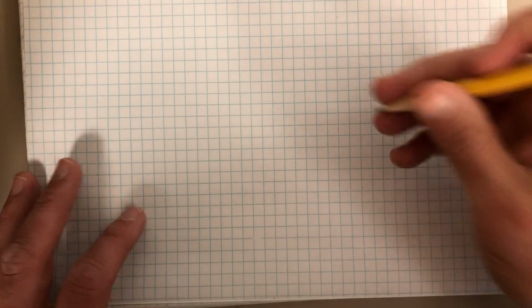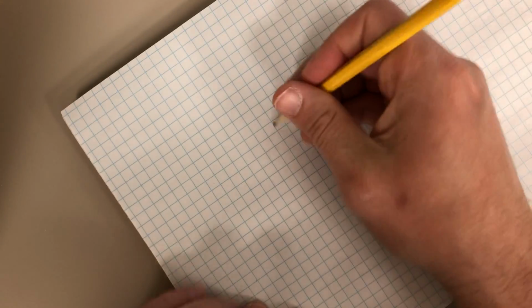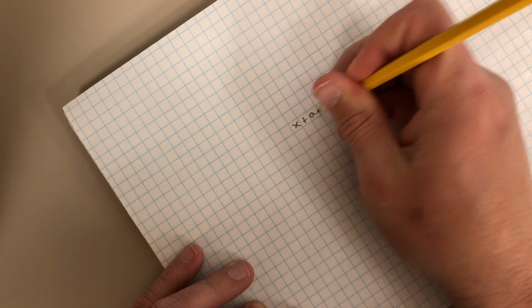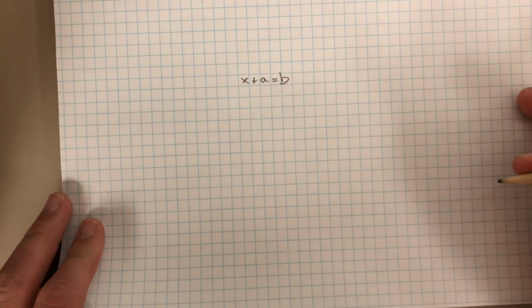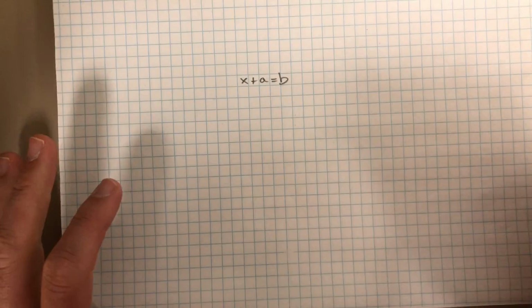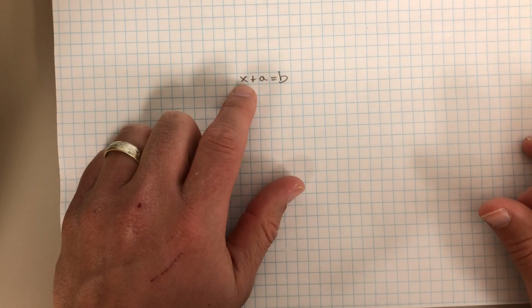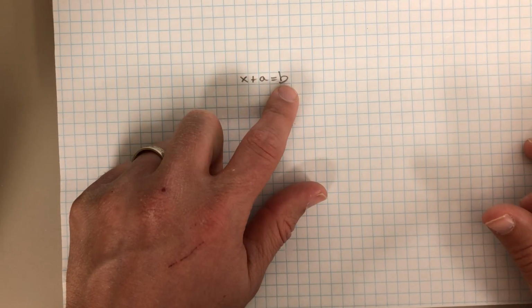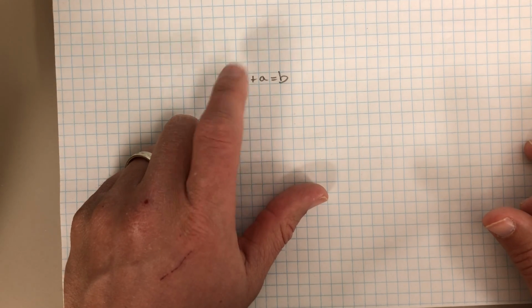It could look something like example 1, x plus a equals b. In example 1 it says solve for x. I want to know what x is equal to. I know what b is equal to: b equals x plus a, but what does x equal?